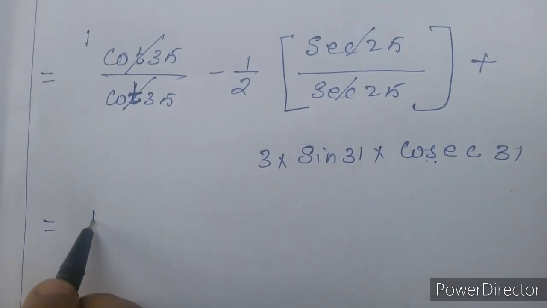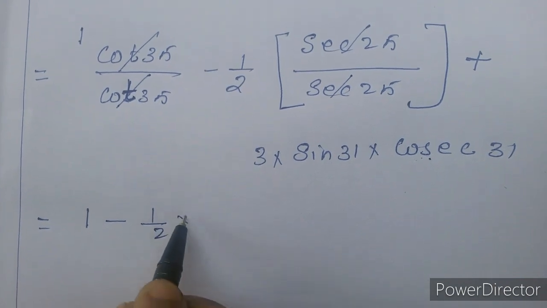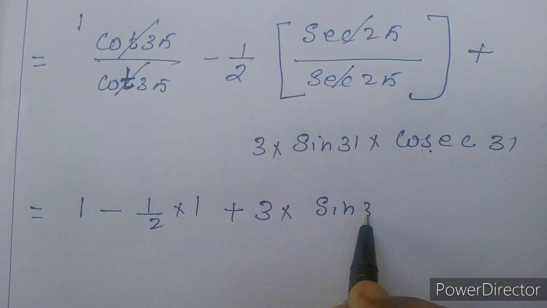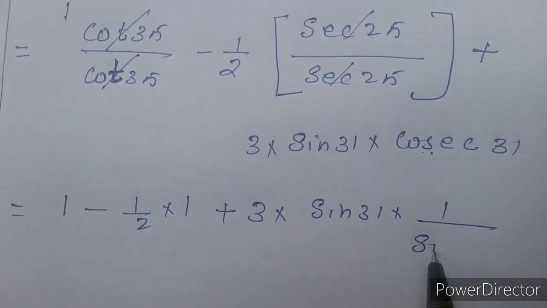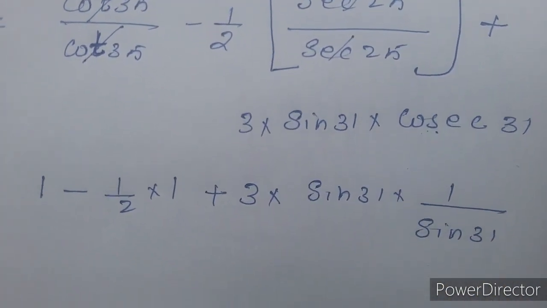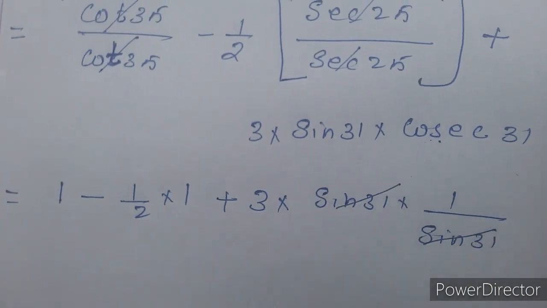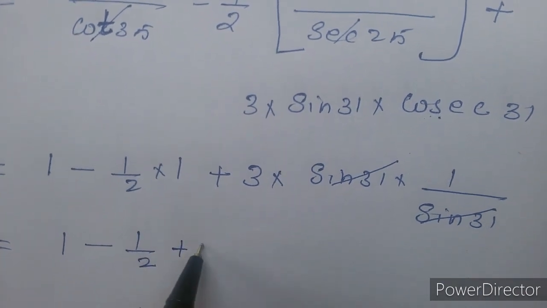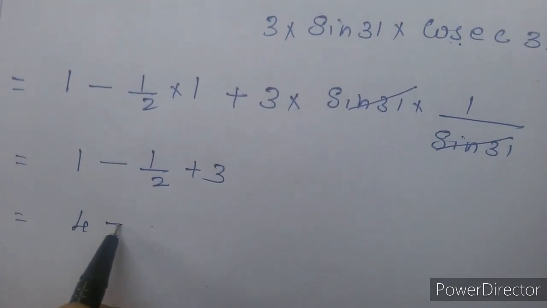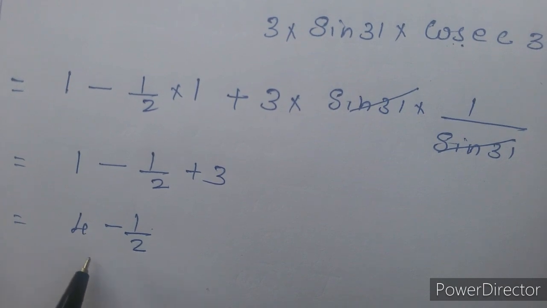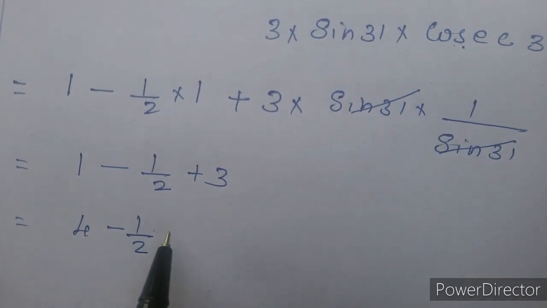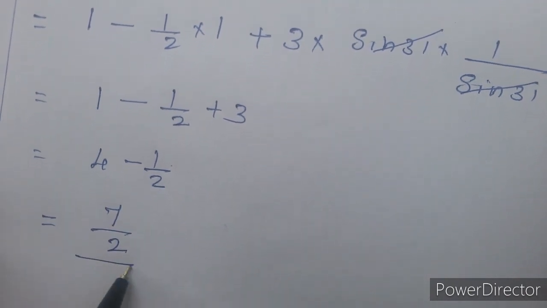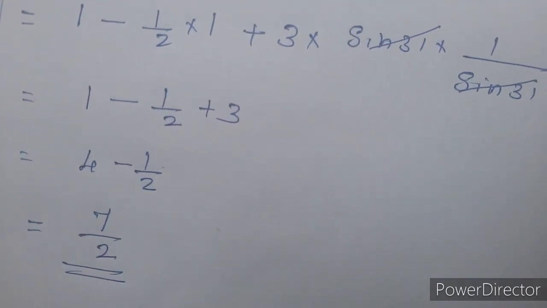So what we are getting here is 1 minus 1 by 2 into 1 plus 3 into sin 31 into 1 by sin 31, because cosec theta means 1 by sin theta. So sin 31 gets cancelled. So what is the answer? 1 minus 1 by 2 plus 3. That is 4 minus 1 by 2, which is equal to 7 by 2. The answer is 7 by 2 or 3 1 by 2.